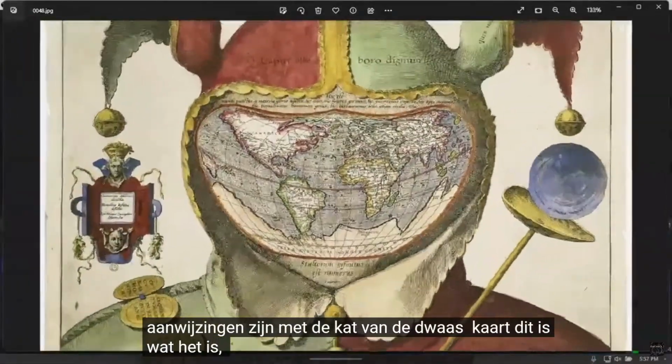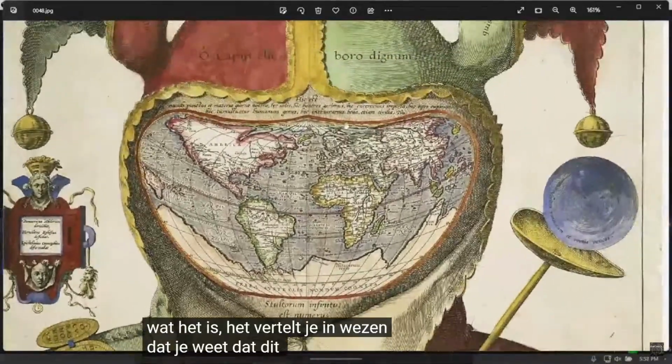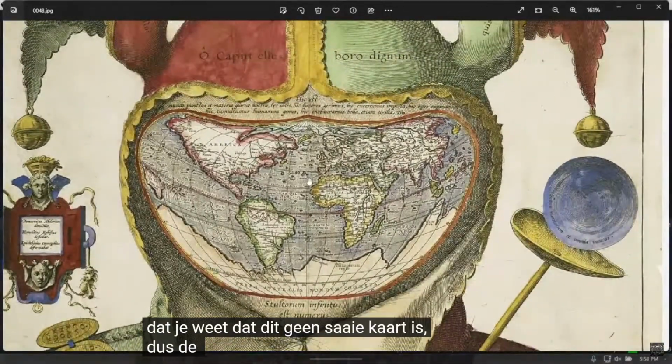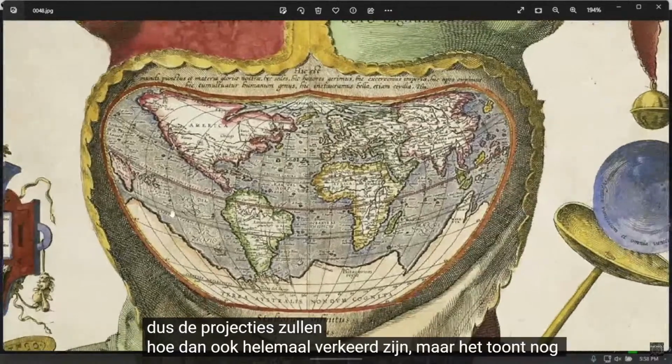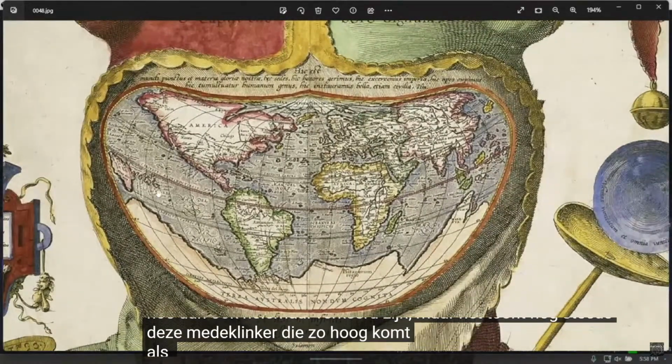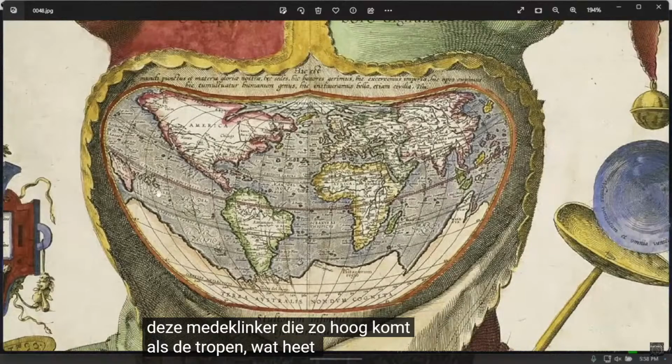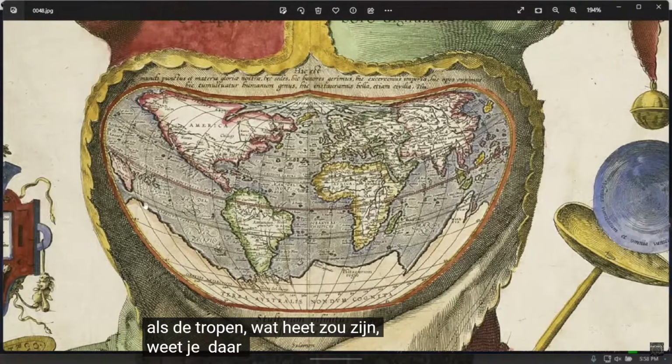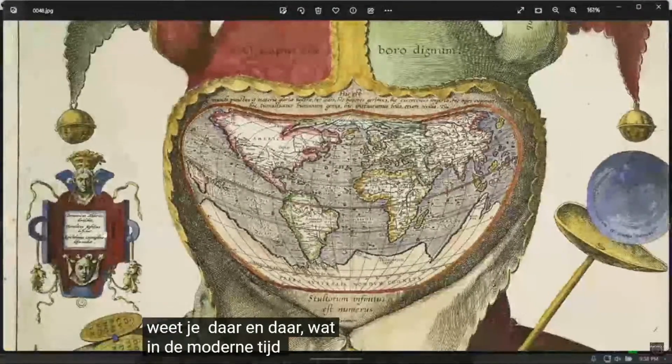This is what it's essentially telling you that, you know, this isn't a Tirias map, so the projections are going to be totally off anyway, but it still shows this continent that's coming up as high as the tropics, which would be hot, you know, there and there, which makes no sense in the modern day.